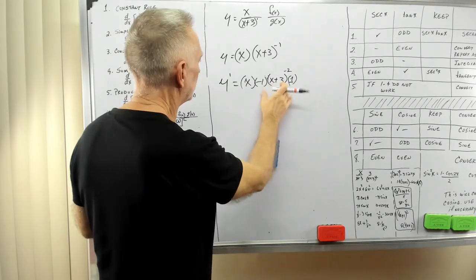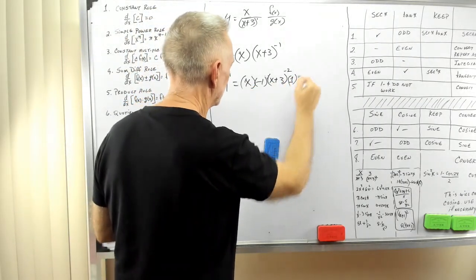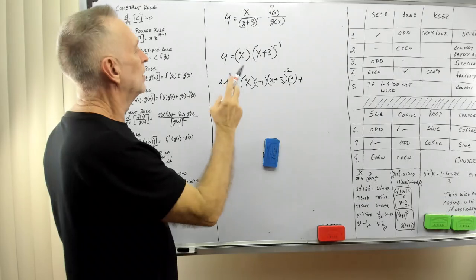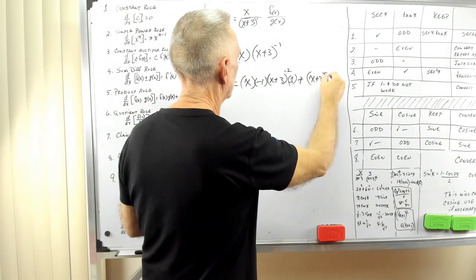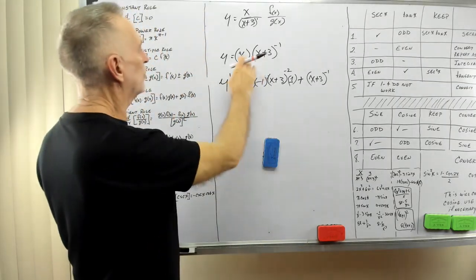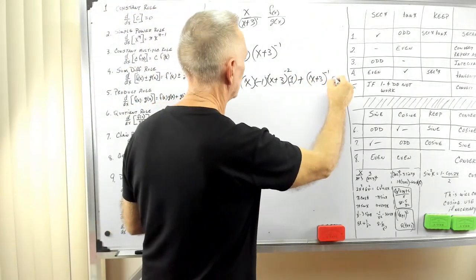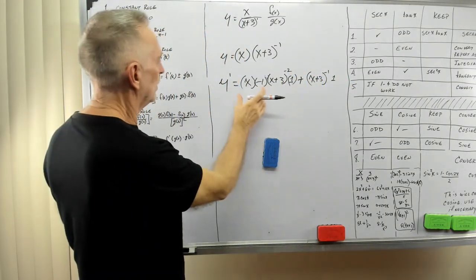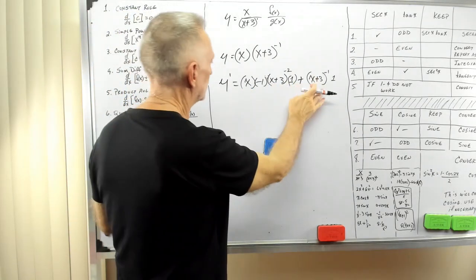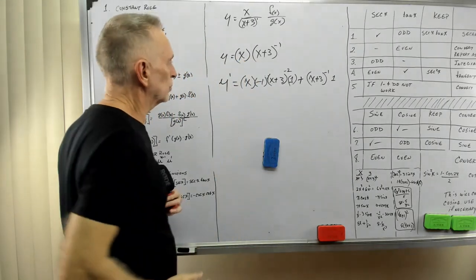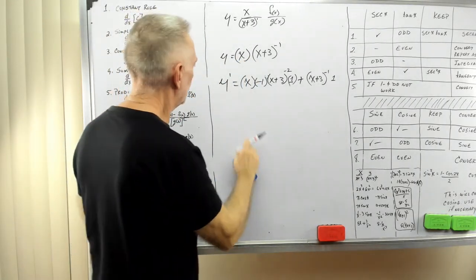First one times the derivative of the second one plus, I haven't even got to the second part, plus the second one, x plus 3 to the -1 times the derivative of the first one, which is just 1. All right. First one times the derivative of the second one plus the second one times the derivative of the first one. So what do we have here?